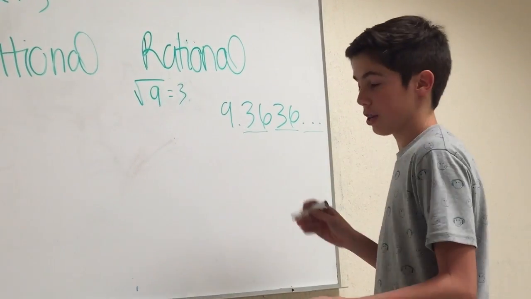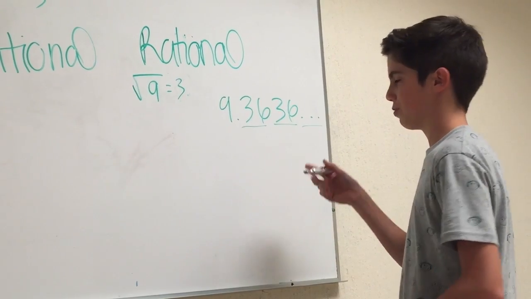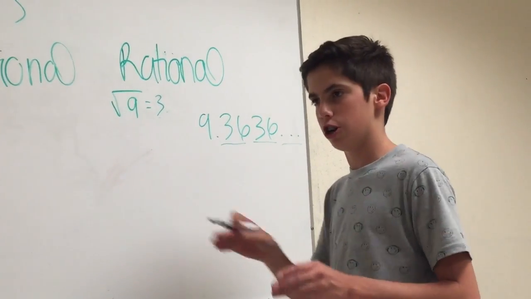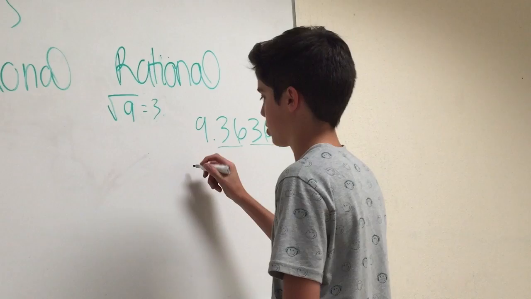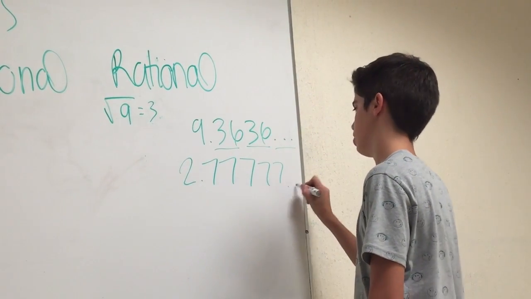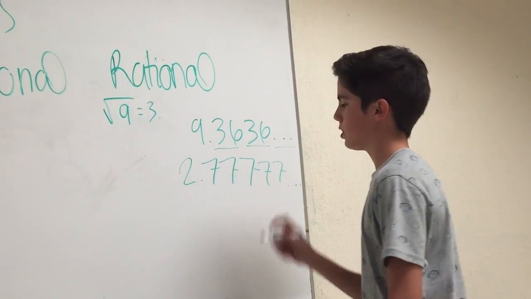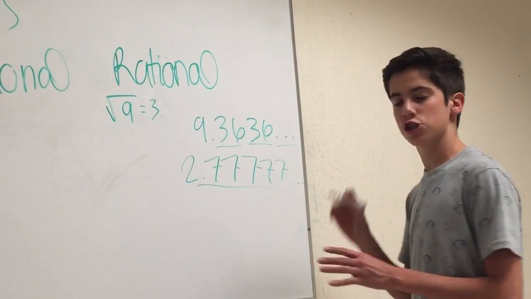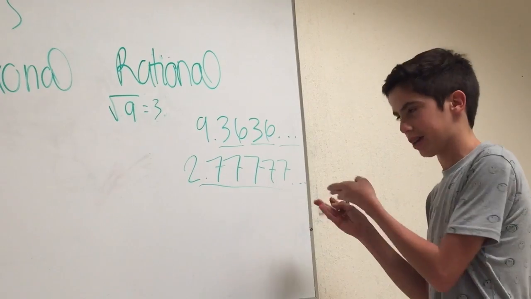The other type of decimal is one that just continues on and on with the same number. For example, 2.77777. We can see that it doesn't change the number, so we can have decimals.